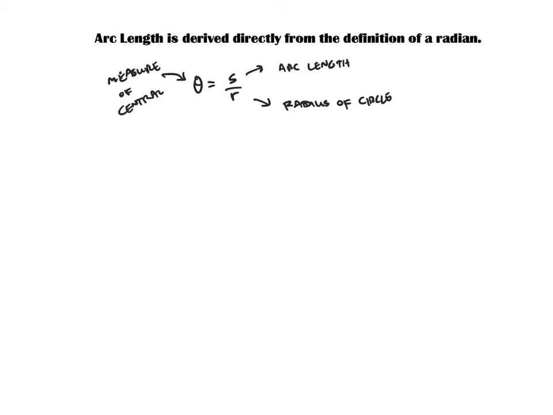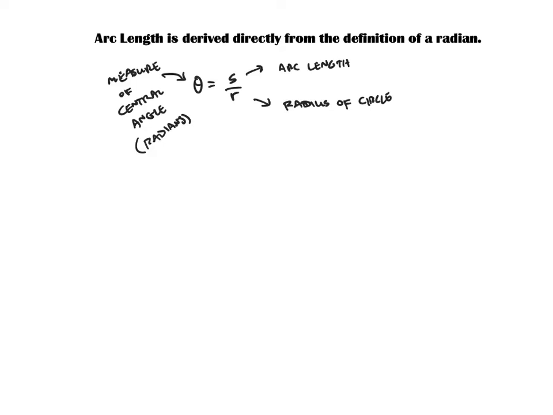So from the definition of a radian, I can find the measure of a central angle, theta, by taking S over R, where S is the arc length and R is the radius of the circle, and theta is the measure of the central angle. Okay, always in radians, always.